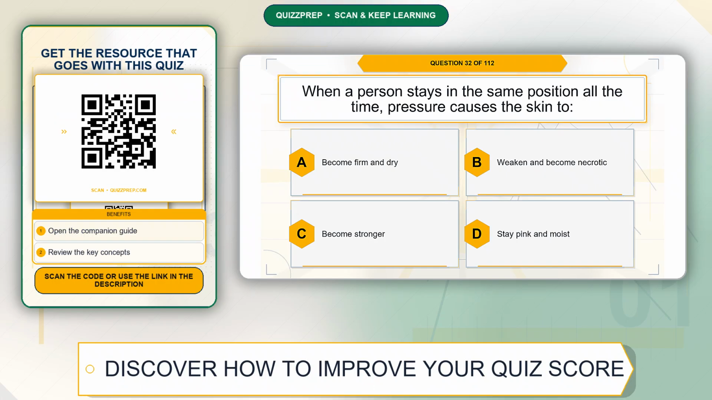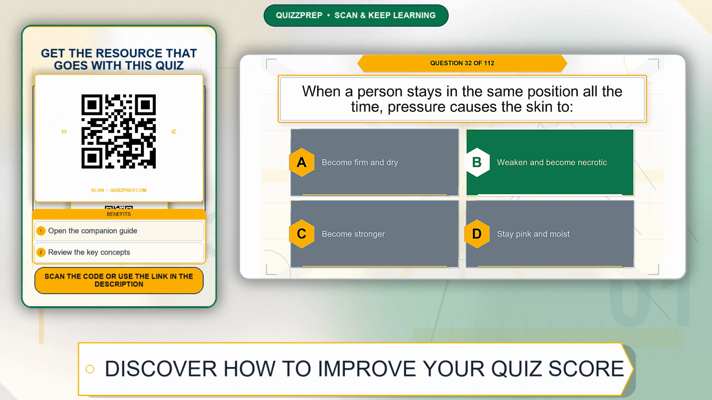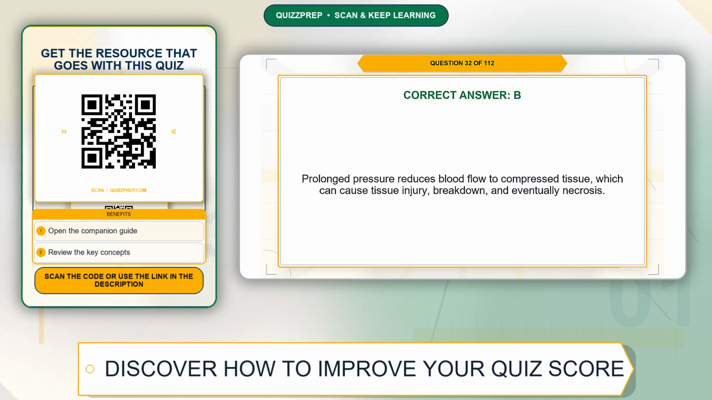Question 32. When a person stays in the same position all the time, pressure causes the skin to option A, become firm and dry. Option B, weaken and become necrotic. Option C, become stronger. Option D, stay pink and moist. The correct answer is option B, weaken and become necrotic. Explanation. Prolonged pressure reduces blood flow to compressed tissue, which can cause tissue injury, breakdown, and eventually necrosis.